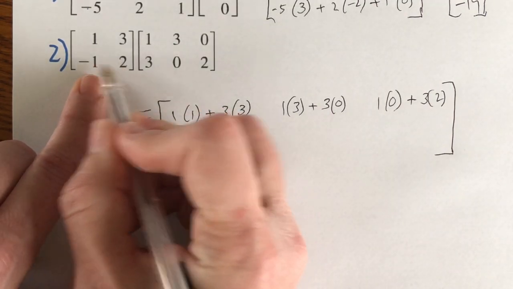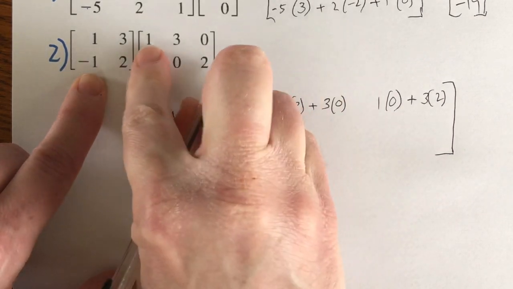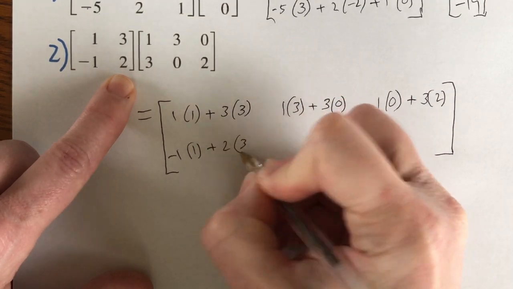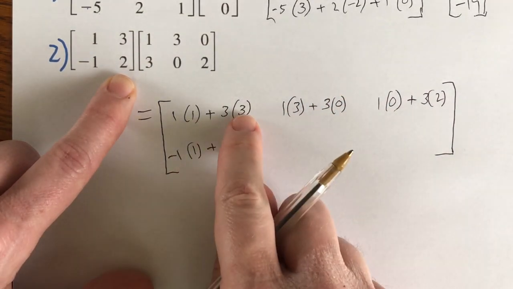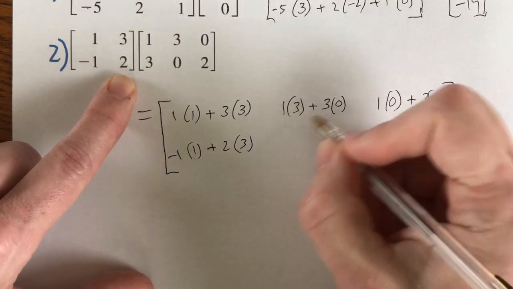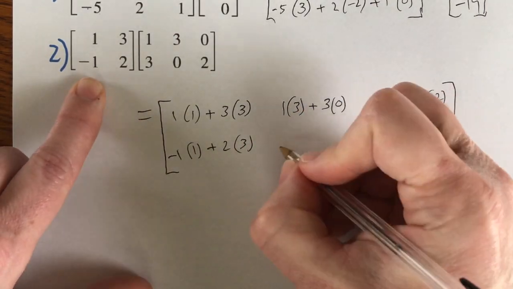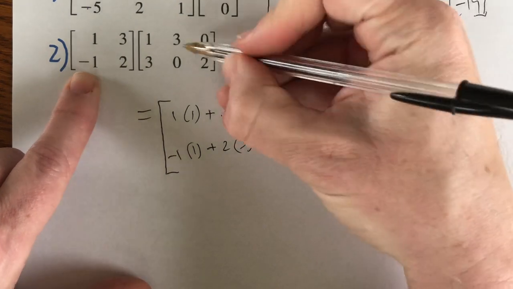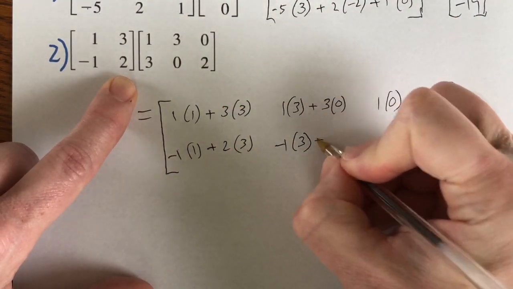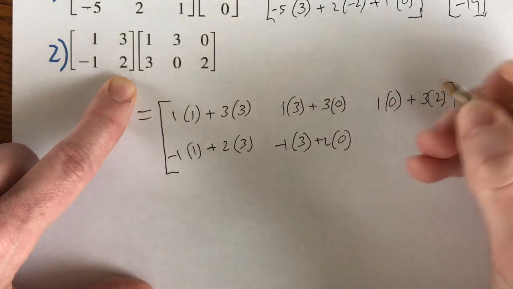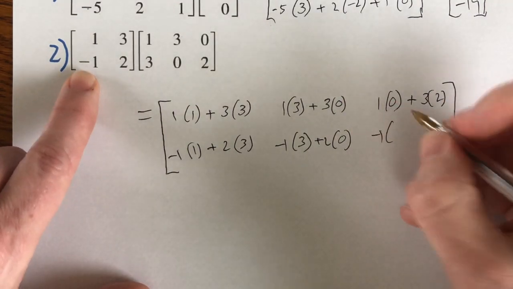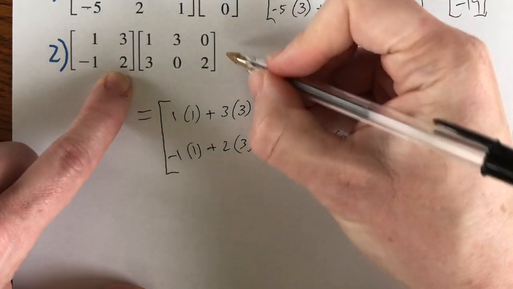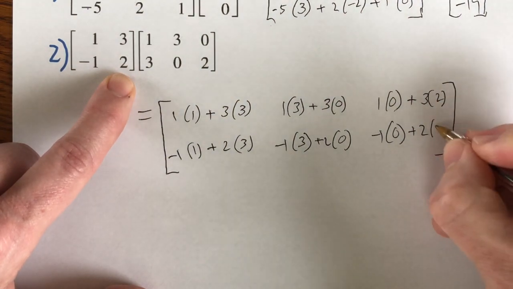Okay, moving on to row number 2. So we do -1 times 1. Then we do plus 2 times 3. Notice again, these values in parentheses are always going to be the same. Moving on to the 2, 2 entry. That's going to be what? -1 times 3. And then plus 2 times 0. And then finally, -1 times 0. We knew that was going to happen. Plus 2 times 2. And again, we knew that was going to happen.